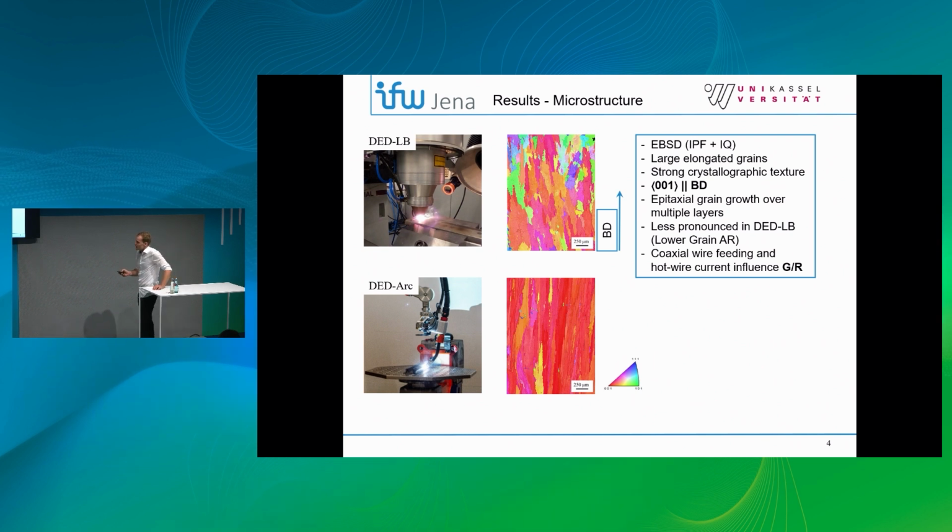The DED LB process material is characterized by a slightly lower crystallographic texture. The grain aspect ratio is slightly lower, and I think the overall microstructural evolution can be discussed based on the setup that uses 6 different separate lasers in the deposition head, and also the utilization of the hot wire current heat input just promotes some grain growth that deviates from this 001 orientation along the build direction.